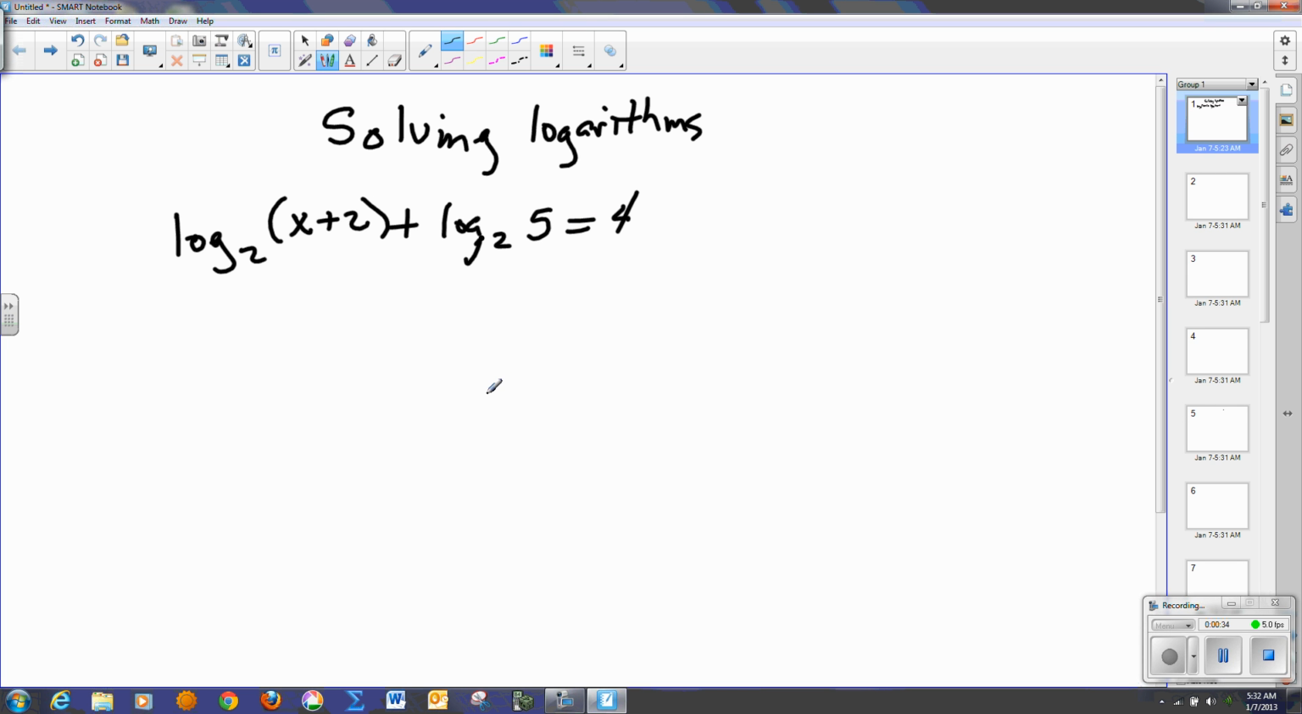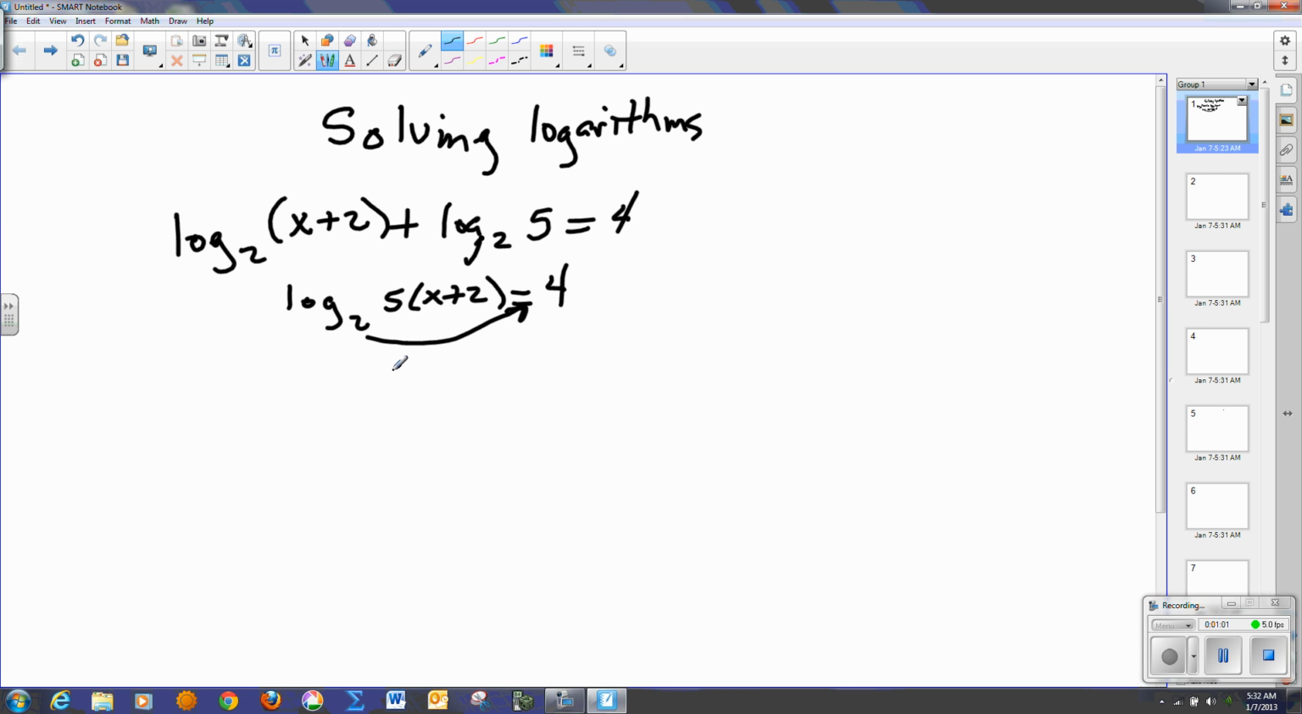Alright, so what we want to do is we want to get x by itself. Right now the x is in the logarithm, so we're going to have to combine the logarithms. We know that we've got the addition, we can multiply, so this goes to log base 2 of 5 times x plus 2, and that equals 4. We now know that if we slide the base, then we get the x term isolated.